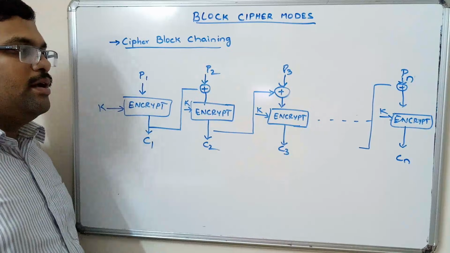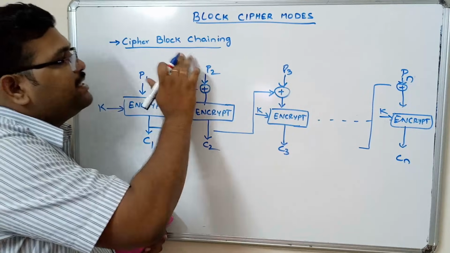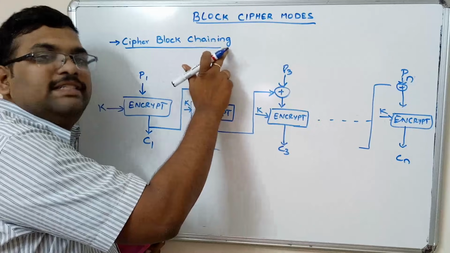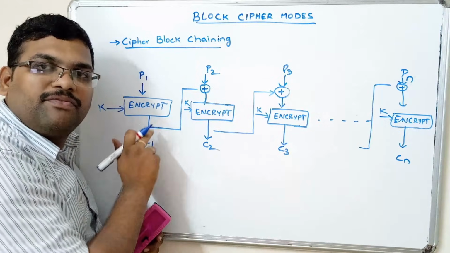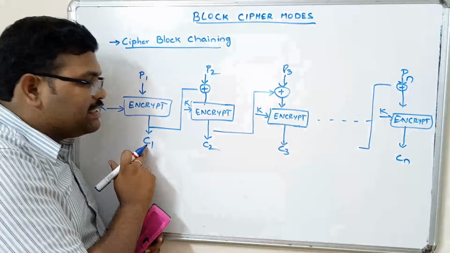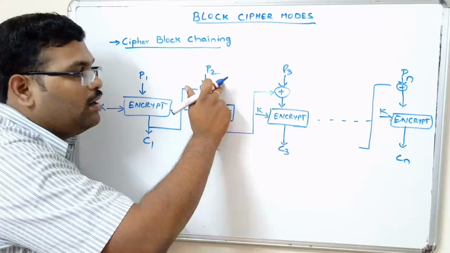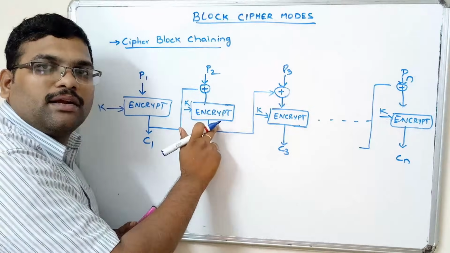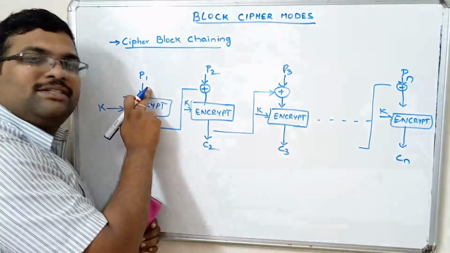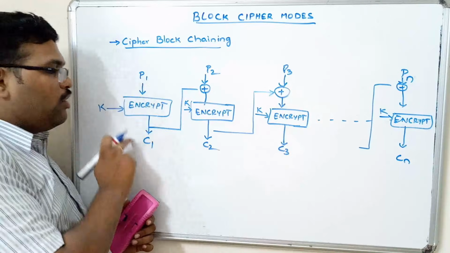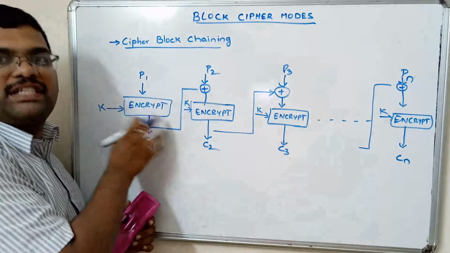Right. So here, as the name itself indicates, cipher block chaining. That means the ciphertext we are getting from the first block is XORed with the plain text of the second block, and then we are applying the encryption algorithm. So here in the first block we are not applying the XOR operation. So here we are not having the ciphertext of the previous block as it is the first block.